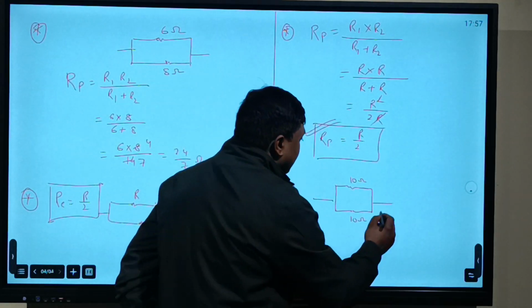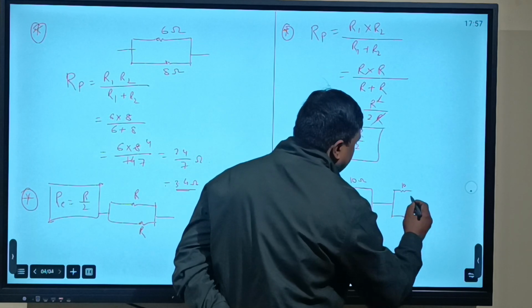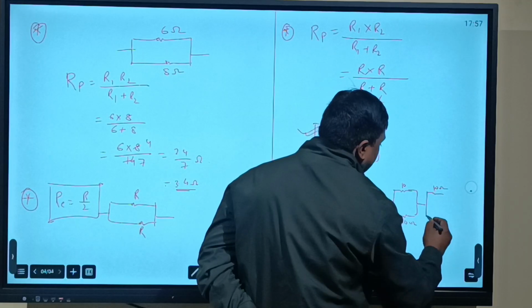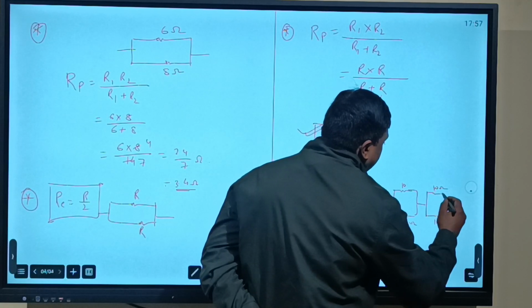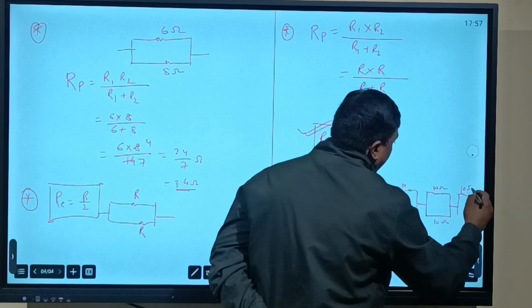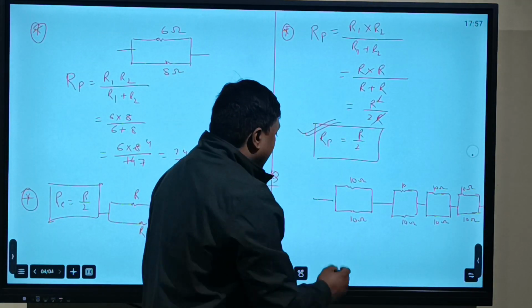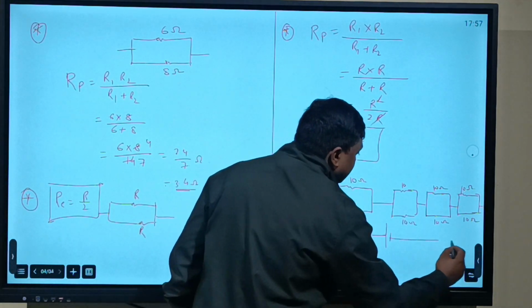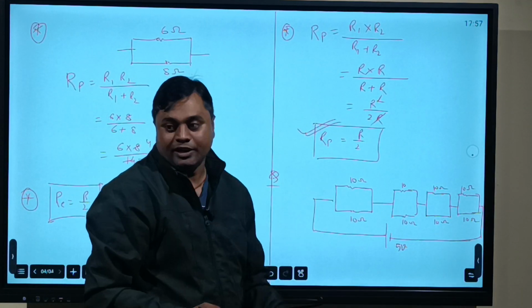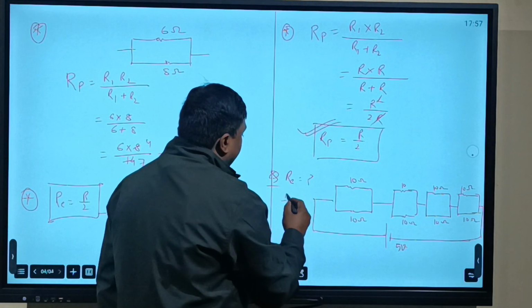Again, 4 such combinations are there in series, meaning again 10 ohm and 10 ohm, similarly one more time 10 ohm and 10 ohm, and one more time 10 ohm and 10 ohm. The entire combination is connected to a 5-volt battery, let's say. The data may be different. So find the value of R equivalent and the value of current.